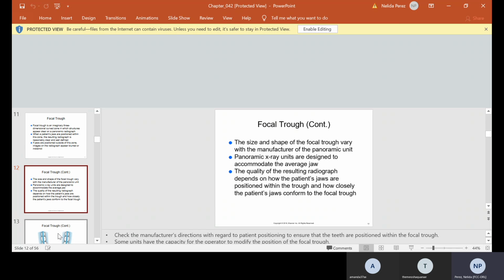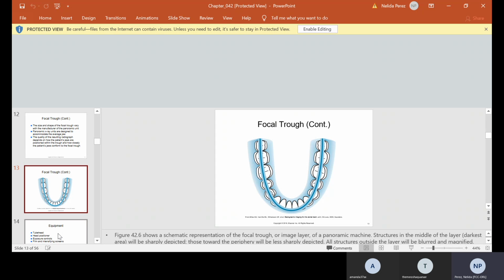The size and the shape of the focal trough vary with the manufacturer of the panoramic unit. Panoramic X-ray units are designed to accommodate the average jaw. The quality of the resulting radiograph depends on how the patient's jaws are positioned within the trough and how closely the patient's jaws conform to the focal trough. And this is what they're talking about.